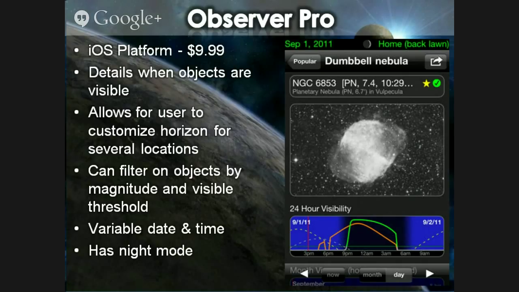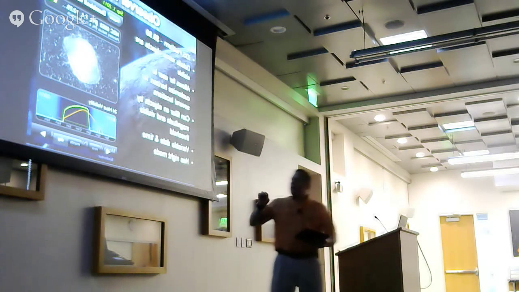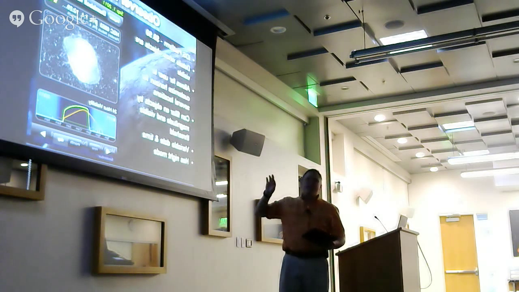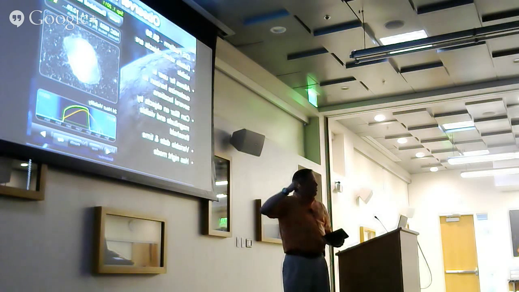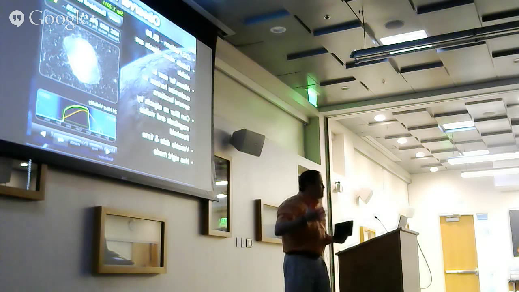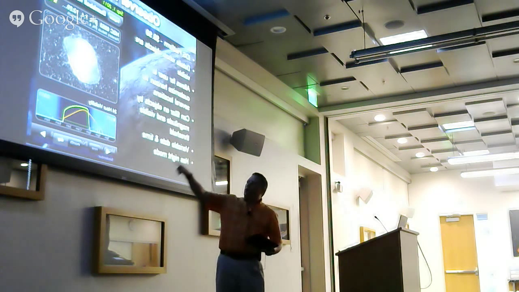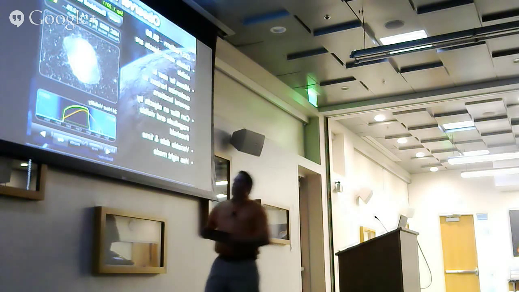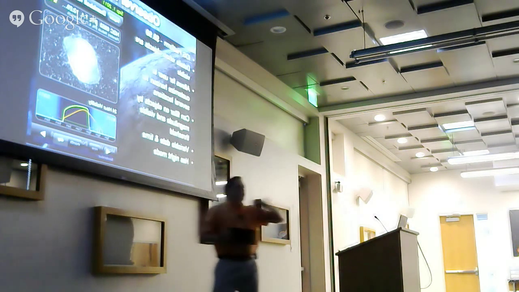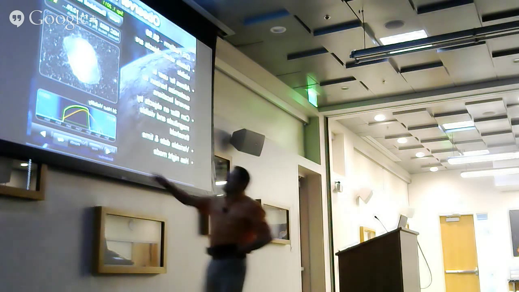You've got the green graph or the green line, which is going to tell you when it's visible, and it tries to do this weird kind of comparison of contrast, how bright it's going to be, when it's good, when it's not good, that sort of thing. So it's going to tell you exactly when it's visible from your location. The orange line is basically giving you rise and set times. So you can see it definitely rises in this scenario.